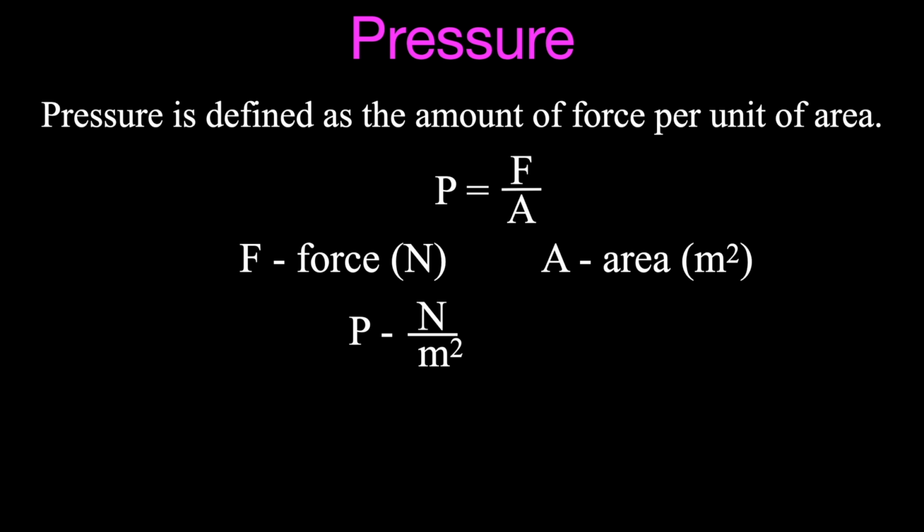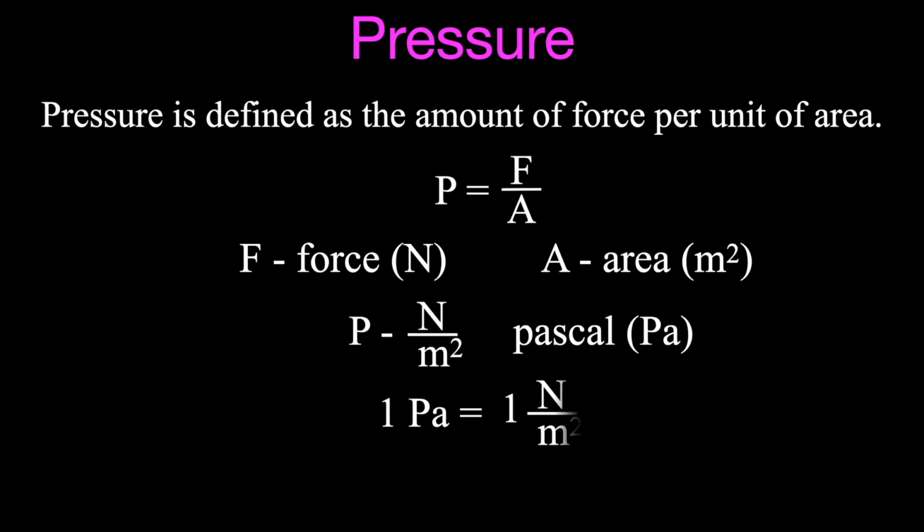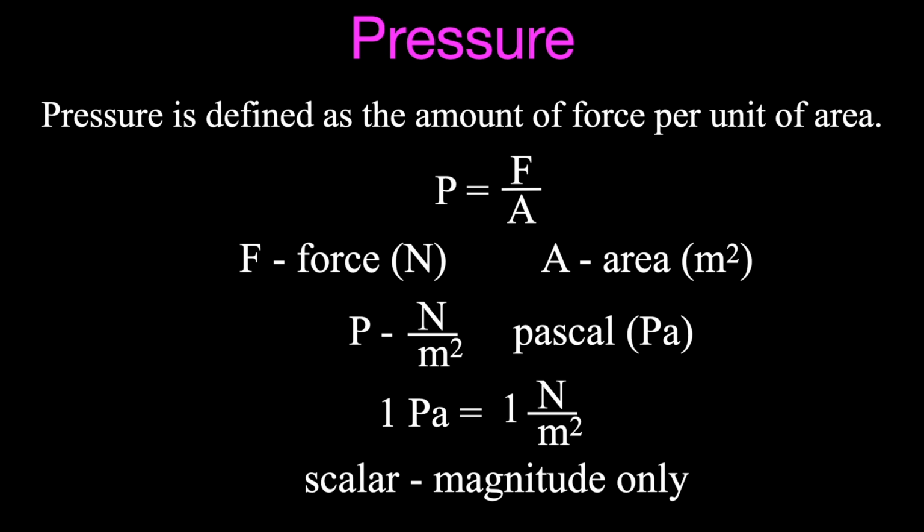Now, normally we don't say Newton per meter squared, we say Pascals, and that's named after Blaise Pascal. And the abbreviation for the Pascal is a capital P and then an A. And that means that 1 Pascal is equal to 1 Newton of force per each square meter of area. Pressure is a scalar quantity. You only need to give its magnitude. It's not a vector quantity, so you don't need a direction. It's a scalar quantity, magnitude only.